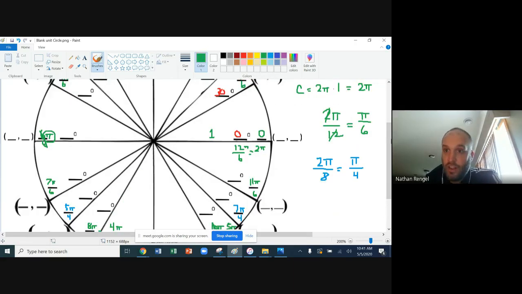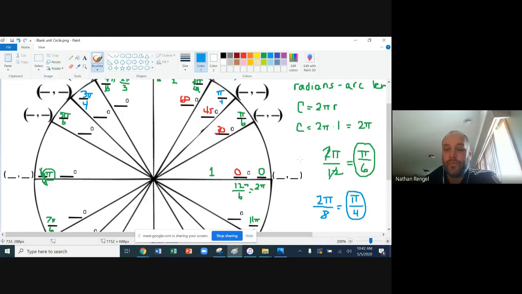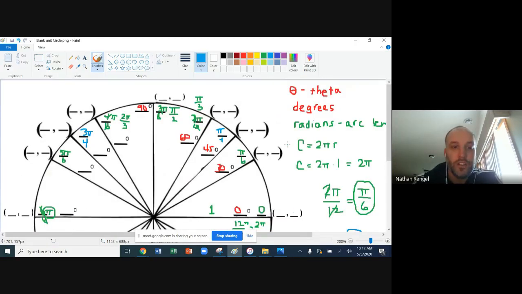So when we're counting our 30, 60, 90s, we can count by pi over 6. So 1 pi over 6, 2 pi over 6, 3 pi over 6. When you're counting your 45, 90s, you're counting by pi over 4 radians. So our radians are just a different way to look at the degree measure, or the angle measure, excuse me. So we have degrees that we're more familiar with. Now we also have these radians.